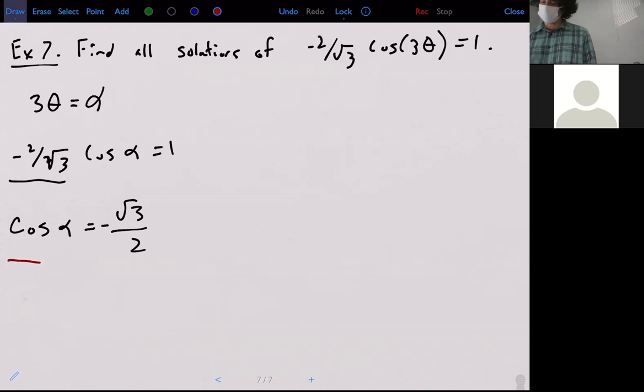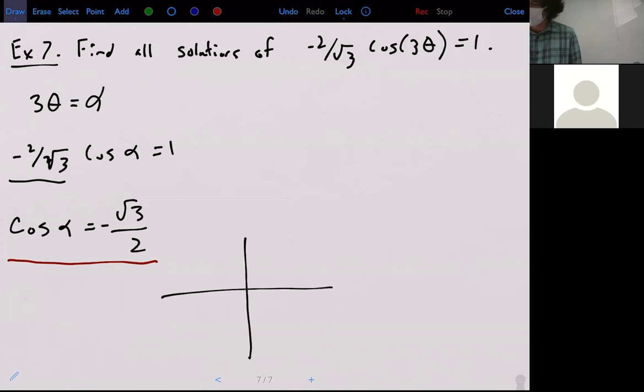So again, we want to find all the alpha values where cosine has a value of negative square root of 3 divided by 2. Cosine, again, is only negative in either the second quadrant or the third quadrant. And so we can form our right triangle, whose acute angle is alpha this time. The adjacent side has length square root of 3, and whose hypotenuse is 2. And we can do the same thing for a triangle in quadrant 3.